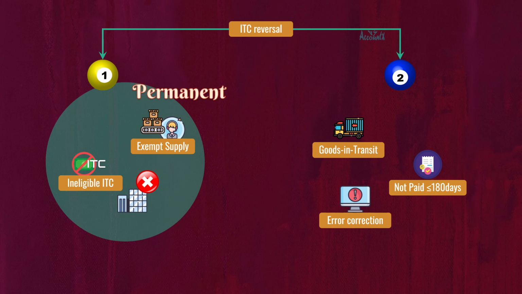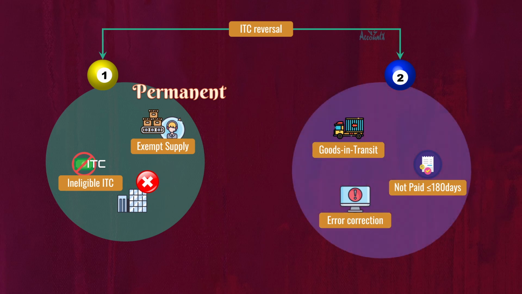If you observe carefully, ITC reversal that you do under the first head is permanent in nature. That is, once you reverse, you just have to forget about it. But ITC that you reverse under the second head is temporary in nature because later on, once you satisfy the required conditions, you can once again avail ITC. And this is known as reclaiming ITC.